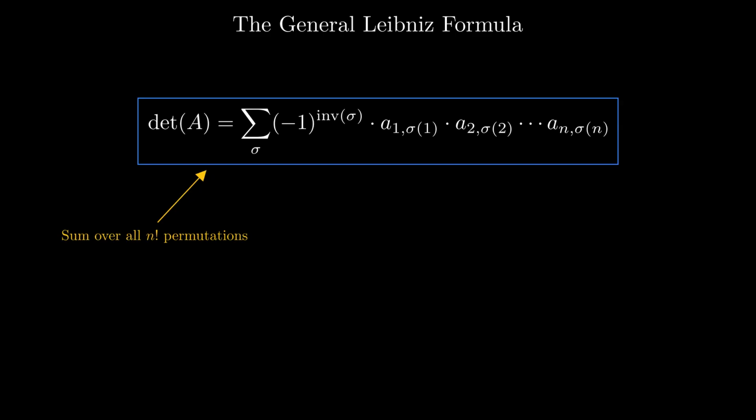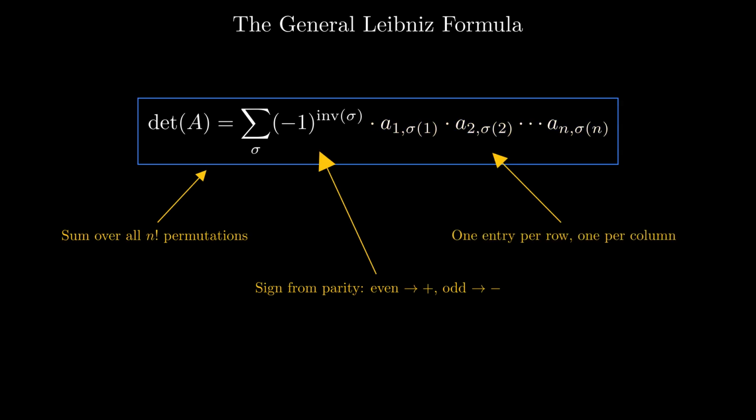The sigma under the summation sign means we are summing over all n factorial permutations of the columns. The factor (-1) raised to the number of inversions determines the sign of each term. If the permutation requires an even number of exchanges, the sign is positive. If it requires an odd number, the sign is negative. And the product chain, a_{1,σ(1)} times a_{2,σ(2)}, and so on, means we pick exactly one entry from each row and one entry from each column.